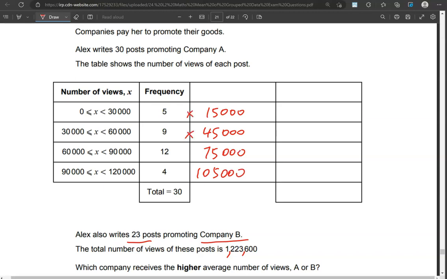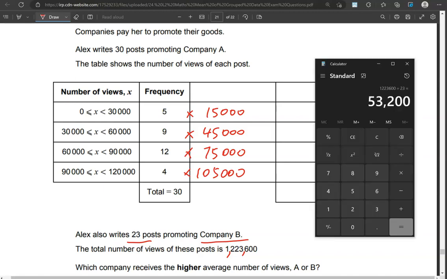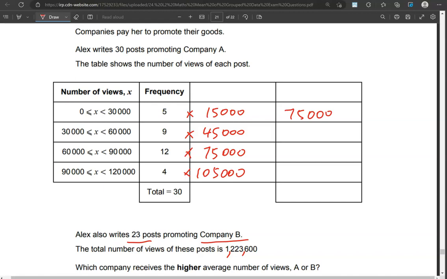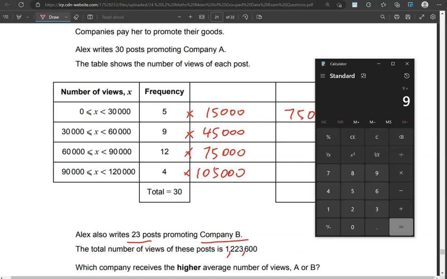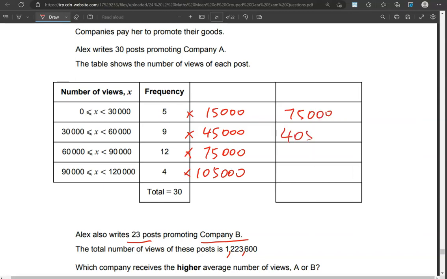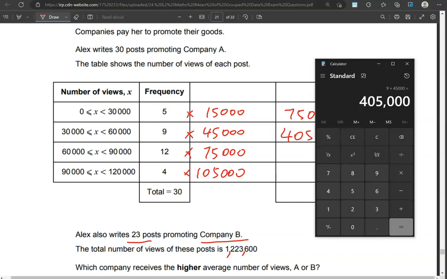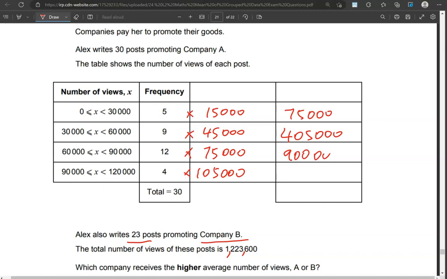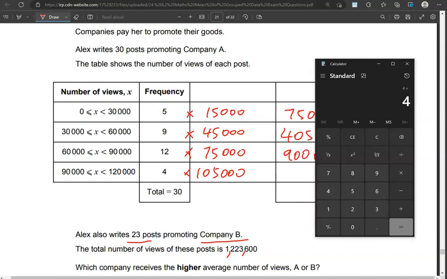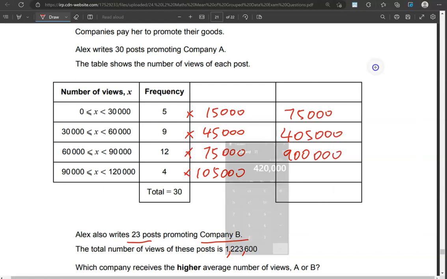So we'll multiply these across. So 5 times 15,000 gives us 75,000. 9 times 45,000 gives us 405,000. 12 times 75,000 gives us 900,000. And 4 times 105,000 gives us 420,000.